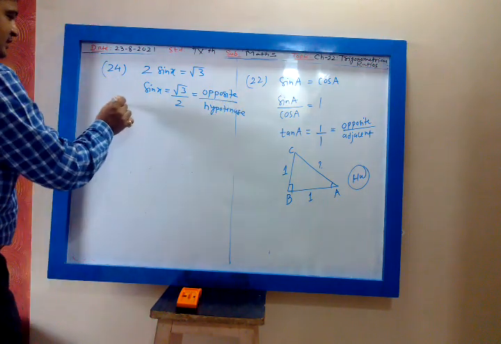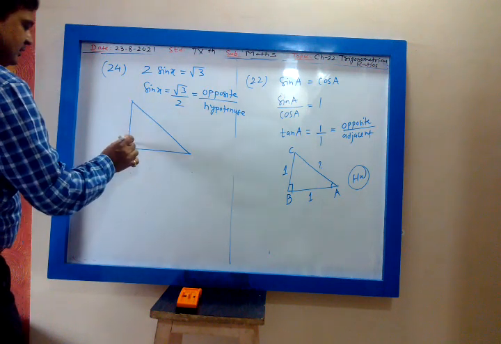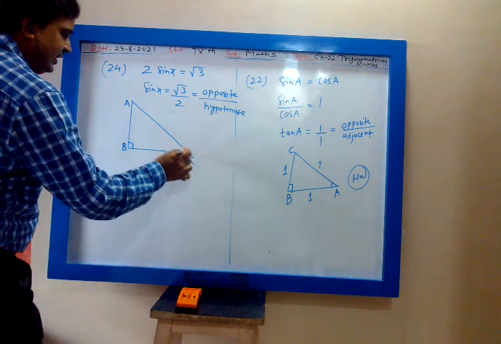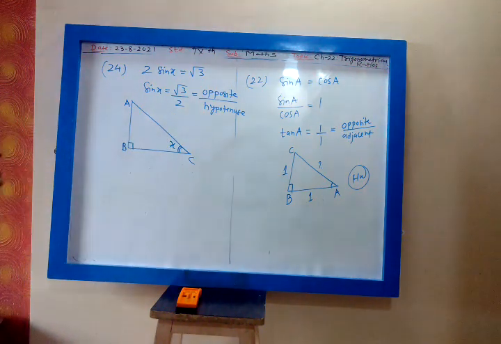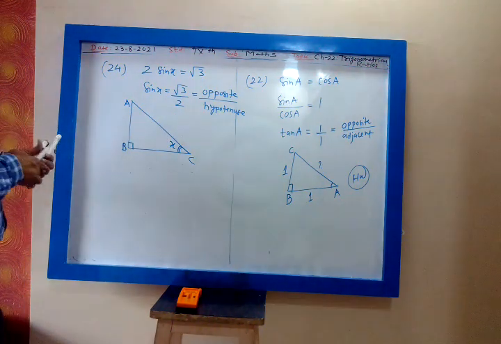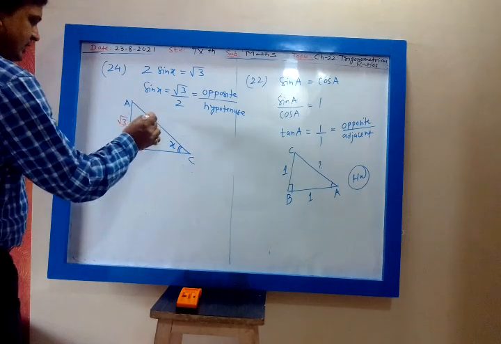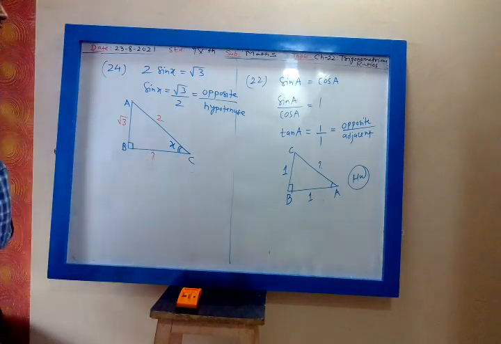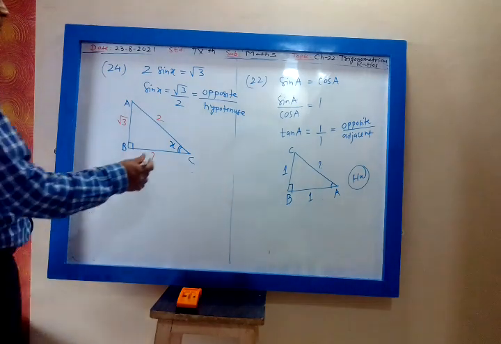My reference angle is x. So this is A, B, C, and this I will take as x. And what is sine? Sine is opposite, opposite is root 3, upon hypotenuse, hypotenuse is 2. Using Pythagoras theorem, find BC. So further part is homework.